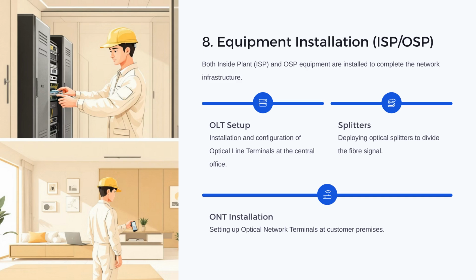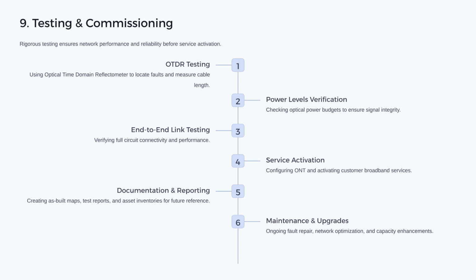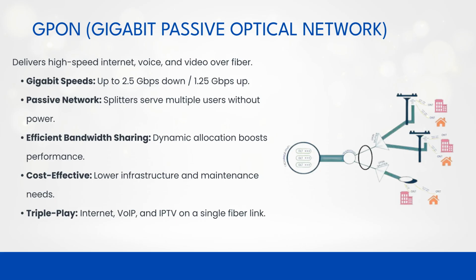This involves the setup and configuration of OLTs at the central office, deploying optical splitters, and installing ONTs at customer premises. The final stage, Step 9, is testing and commissioning. Rigorous testing ensures performance, including OTDR testing, power levels verification, and end-to-end link testing. The process concludes with service activation and documentation.